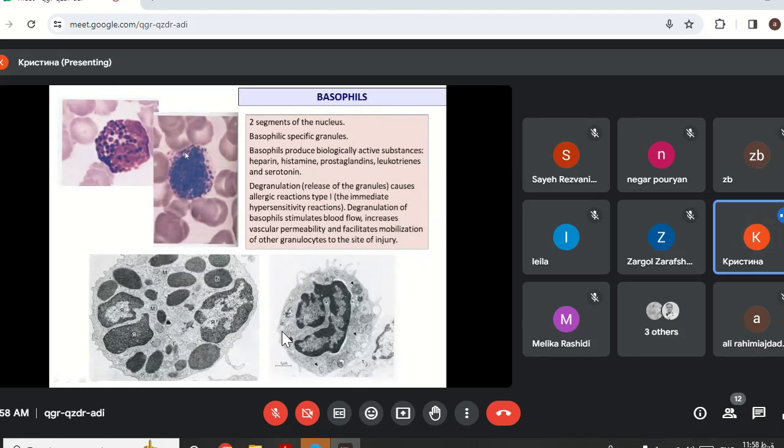Next, basophils. Basophils also have two segments in the nucleus and specific basophilic granules, which can be blue, purple, or dark red in color because of the presence of heparin, which changes the basophilic staining. The basophils produce some biologically active substances such as heparin, histamine, prostaglandins, leukotrienes, and serotonin.